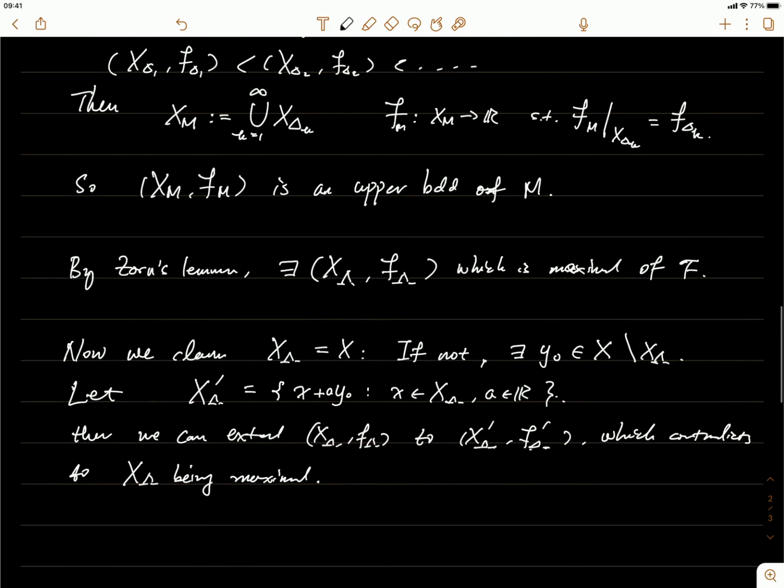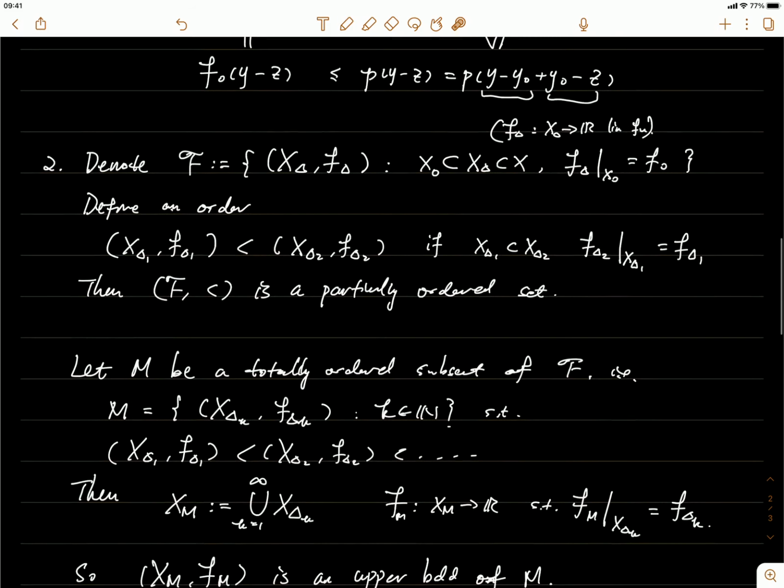So that's why the assumption cannot be true. We must have this. Okay? And that completes the proof. We just keep extending this and consider all the possible extensions.